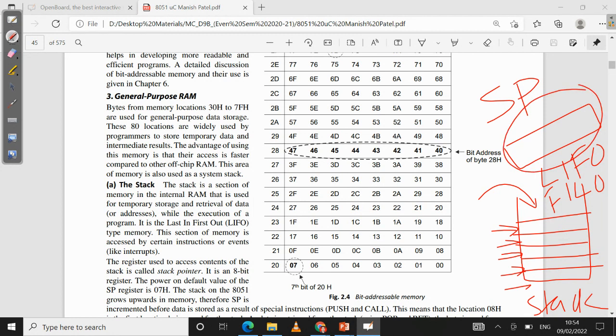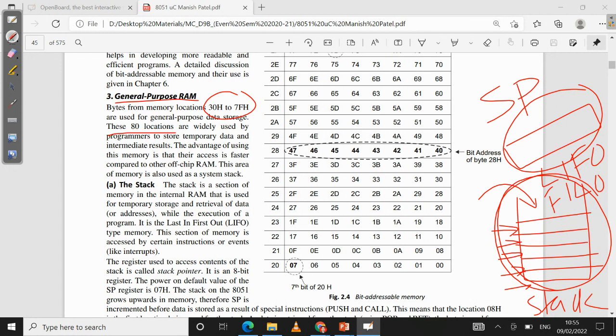And now I'll be explaining that the stack pointer is residing in the general purpose RAM. If I ask you the size of general purpose RAM, the address is from 30H to 7FH. That means there are total 80 locations, or you can say 80 bytes. Can I say 80 bytes? 80 location बोले तो 80 bytes. Yes or no?